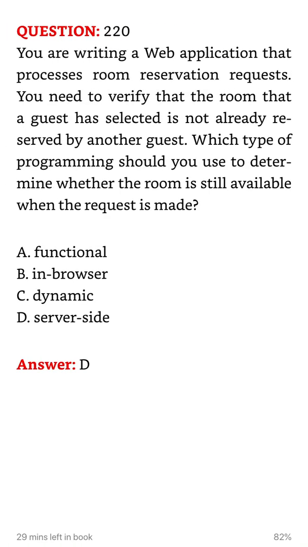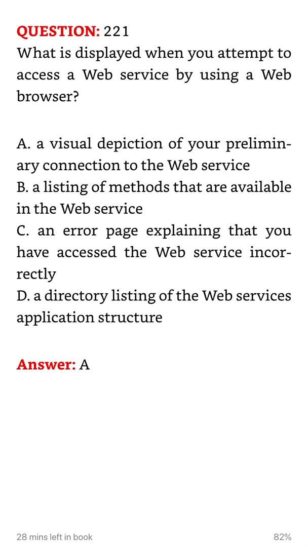Question 220. You are writing a web application that processes room reservation requests. You need to verify that the room that the guest has selected is not already reserved by another guest. Which type of programming should you use to determine whether the room is still available when the request is made? D, server side.